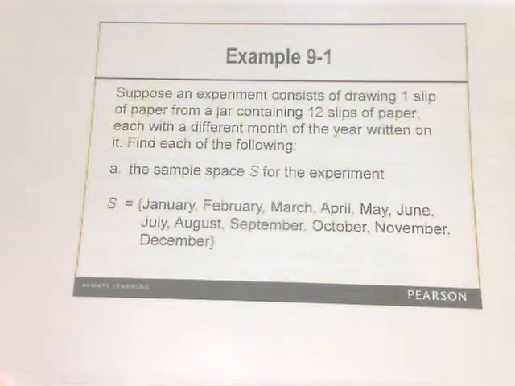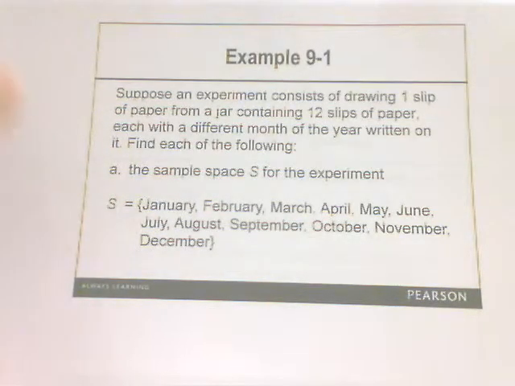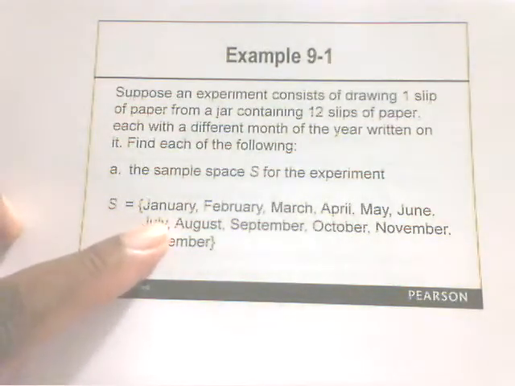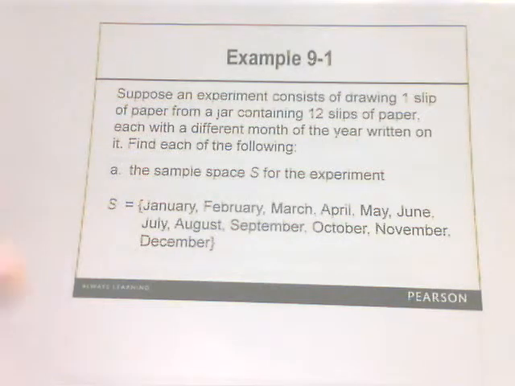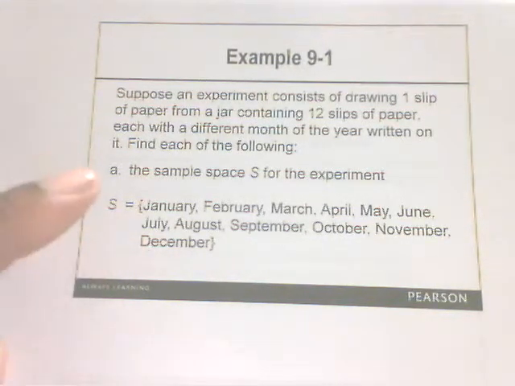Okay, let's look at this example 9-1. Suppose an experiment consists of drawing one slip of paper from a jar containing 12 slips of paper, each with a different month of the year written on it, and you want to find each of the following. Here you want to find the sample space, which is capital S, for that experiment. By definition, the sample space is the set of all possible outcomes for that experiment. In this case, we have to list all 12 months of the year from January through December. That represents the sample space.